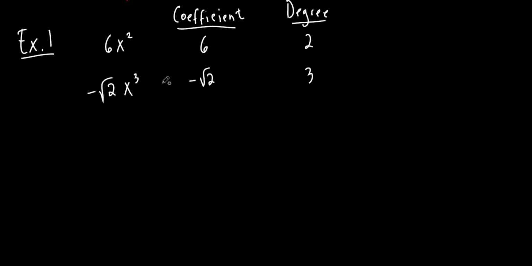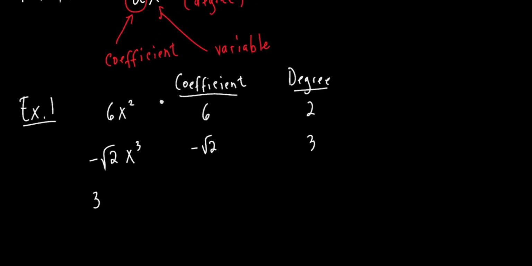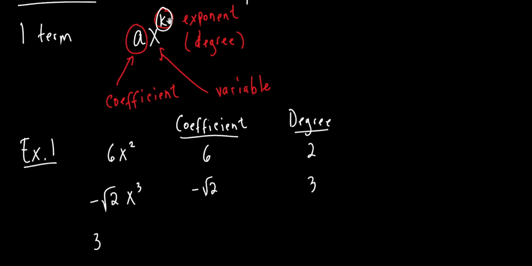Now, this is a little bit tricky. What if you just put a 3? What if I just said 3? Does this really fit that pattern of having a coefficient, a variable, and an exponent?